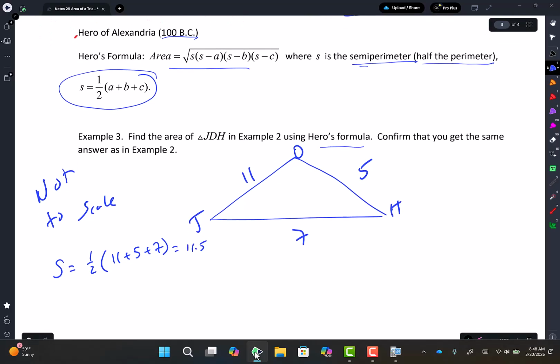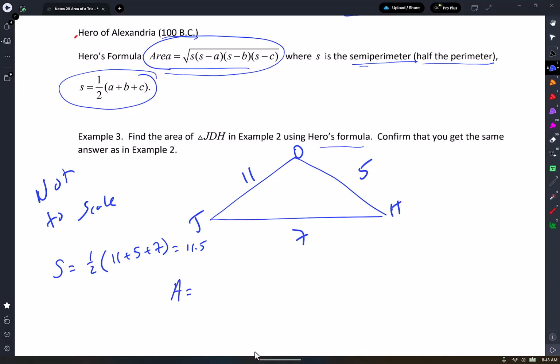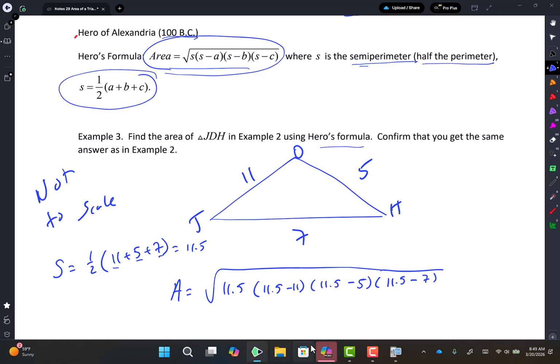Now up here it says the area is, I take that 11.5, so that's my S. I'm going to write area equals square root of 11.5, open parenthesis, and I'm just following that rule right here. 11.5 minus 11, close parenthesis, open parenthesis, 11.5 minus 5, close parenthesis, open parenthesis, 11.5 minus 7, close parenthesis. I'm going to type that in exactly like that into my calculator.